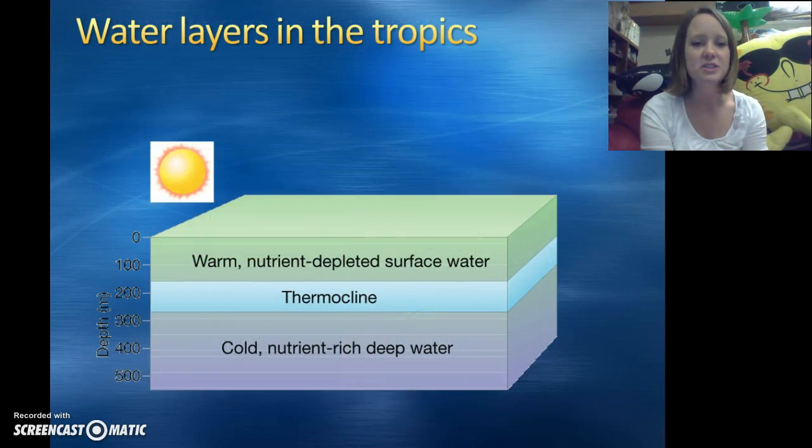So in the tropic areas, you've got that warm surface water. It tends to be nutrient depleted. As organisms die and decay, they sink to the bottom, so the bottom water is going to be more nutrient rich.